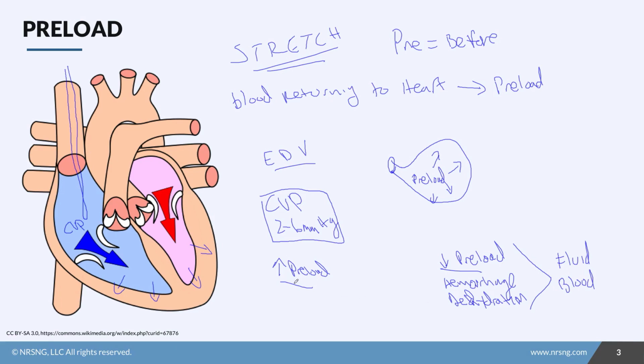But what if our preload is too high? Okay. Maybe the patient has a volume overload because they have heart failure. Okay. Maybe their stretch is too high, right? Or maybe they have something like renal failure. Okay. How would we fix that? In this case, we could give diuretics or we could give ACE inhibitors. Now, we could even give vasodilators to relieve the filling pressure on the heart.